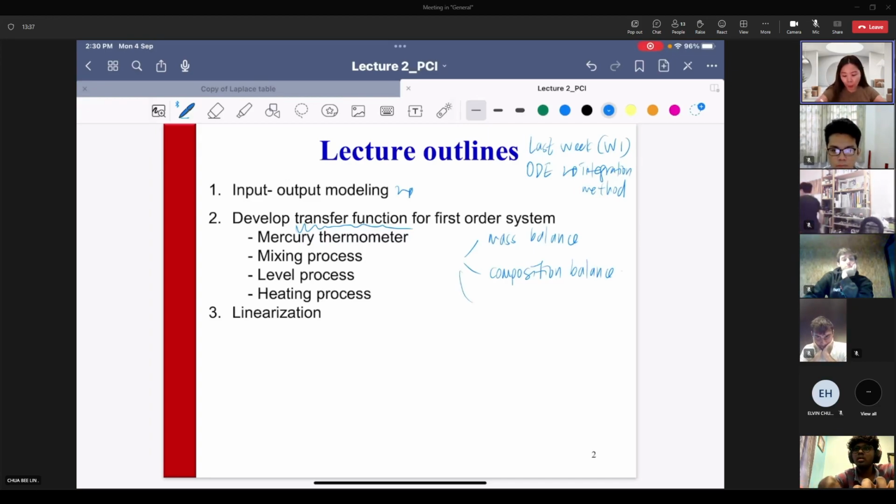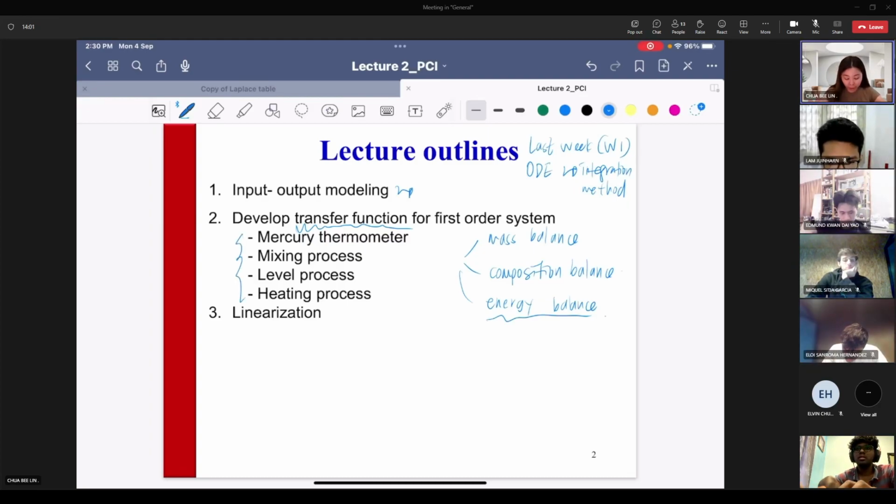Then the third one is, if the temperature is not constant, then you have to consider the energy balance. Then it will involve conduction and convection, like the ones you have learned in the previous module, thermodynamics and heat transfer. Okay, so we have also included a few examples in this topic, lecture 2.